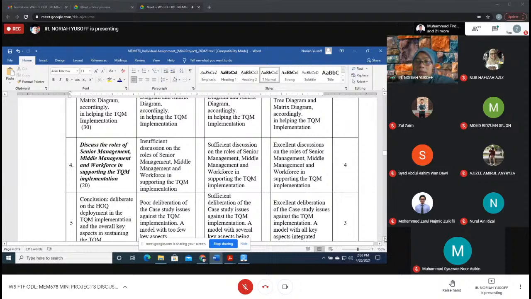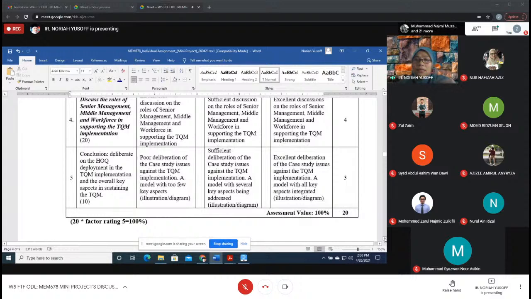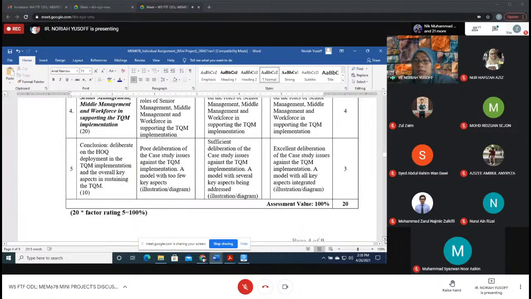Why do I say that? Because sometimes there's no connection in your report. So in the end, I cannot see the flow, the cohesiveness of your report, and it will affect your score mark at the end of the day. I cannot give many marks because you seem not to connect from one point to another. So there is no flow. Okay?